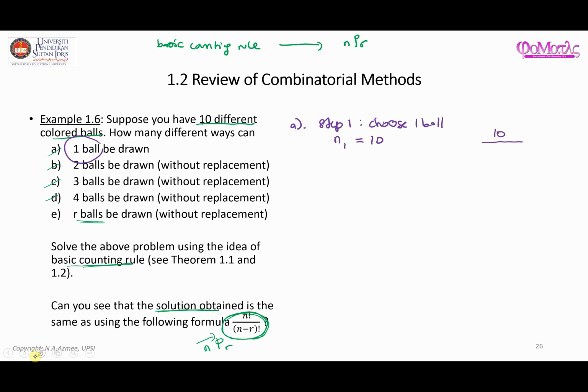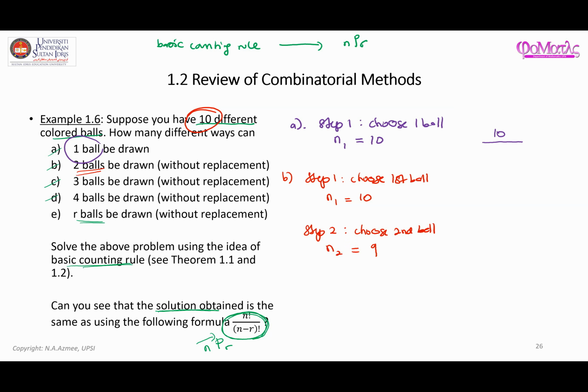All right, now if we move on to the next question, you're going to draw two balls. Okay, so here we have step 1 of choosing the first ball. So here obviously n1 is going to be equal to 10, because this is the first stage and you're going to choose the first ball. You have 10 balls altogether, so you have 10 options. Okay, now in the second stage, step 2, you're going to choose the second ball, and here the number of ways is going to be reduced to 9.